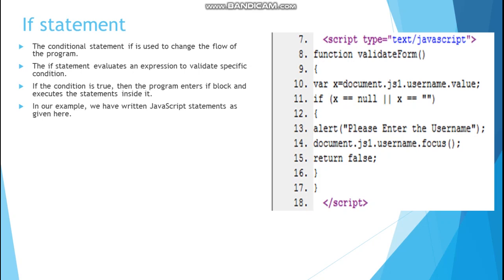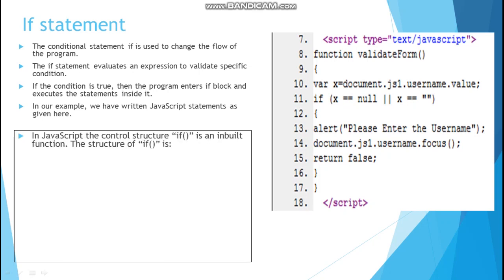So if you have not typed anything in the username text box, then it will display an alert message. Inside alert it is written please enter the username. So it will display this message. Then the document.js1.username.focus statement is given. Focus is here a ready-made, inbuilt function. So it takes the cursor to the username text box, and then at last return false is given. It means it will not submit the form.